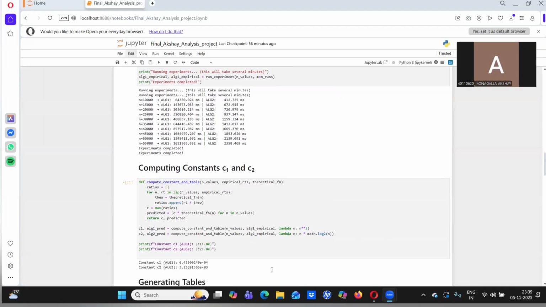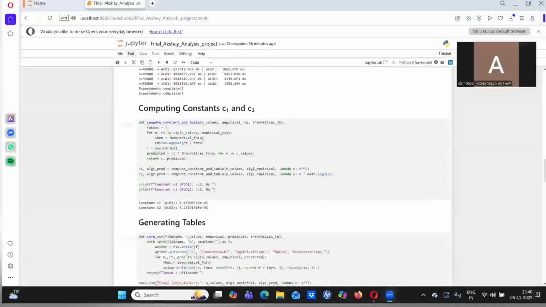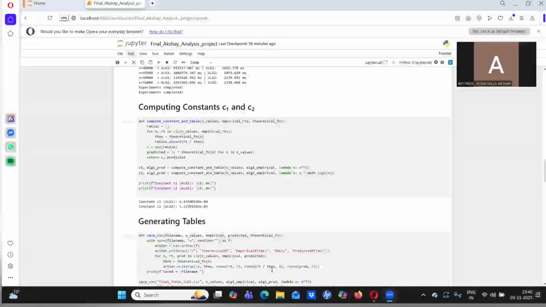For computing C1 and C2, I used the empirical runtimes. I have computed the constants C1 and C2 to link theory with the real results. The theoretical models are n square for algorithm 1 and n log n for algorithm 2. Dividing the empirical runtime by the theoretical values gives each constant, showing how well the actual performance fits the expected components. Here you can see the constant C1 value for algorithm 1 and constant C2 value for algorithm 2.